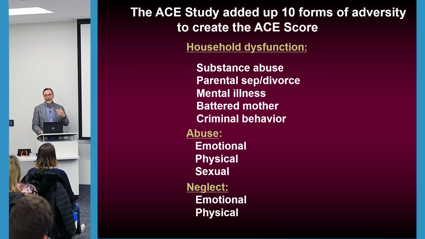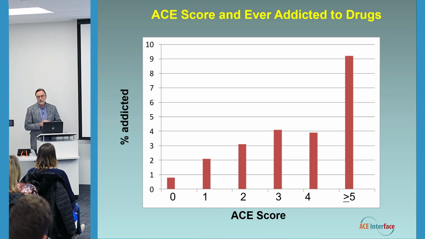And what we found when we added up those 10 forms of adversity and started looking at public health outcomes, we got a number of graphs that look just like this. This particular graph shows the relationship between the ACE score and ever being addicted to drugs. And we have the percentage of people who report being addicted to drugs on the vertical scale. That's the height of these red bars. And the ACE score from left to right, from 0 to 5 or more. And as you can see, as the score goes up, the risk of being addicted to drugs goes up dramatically.